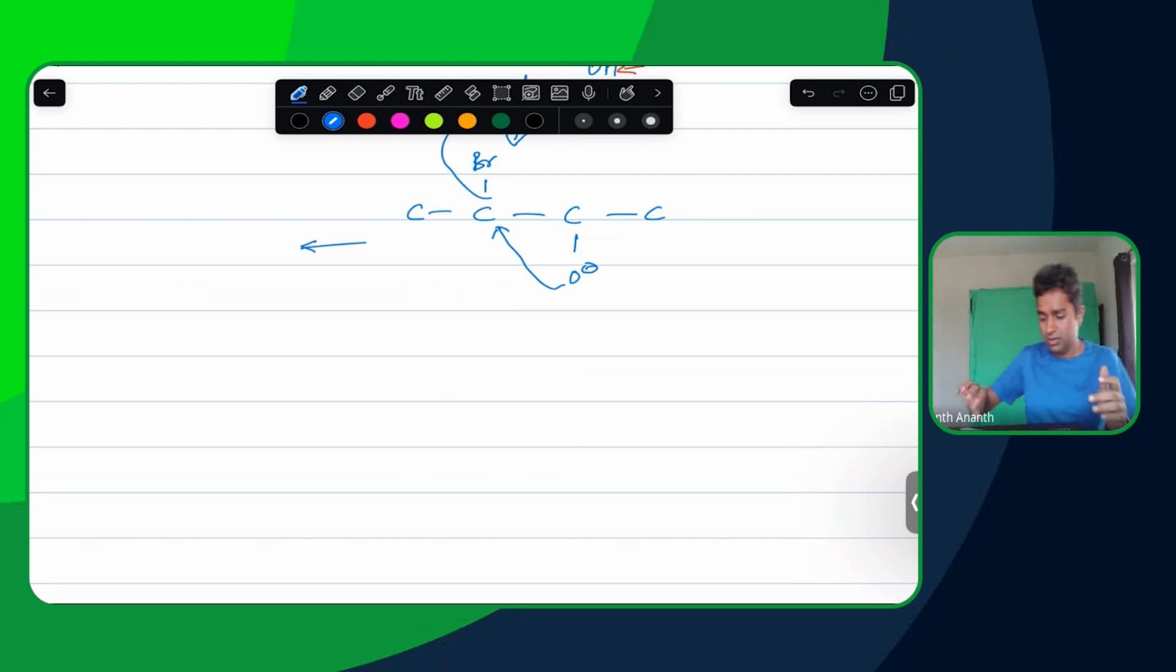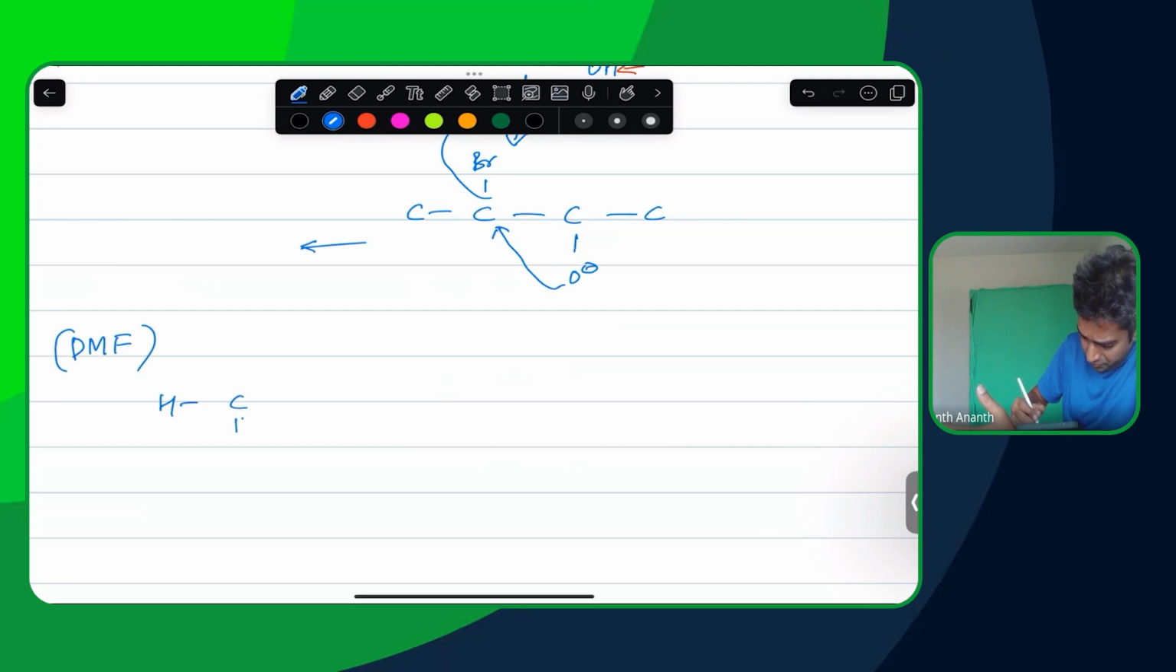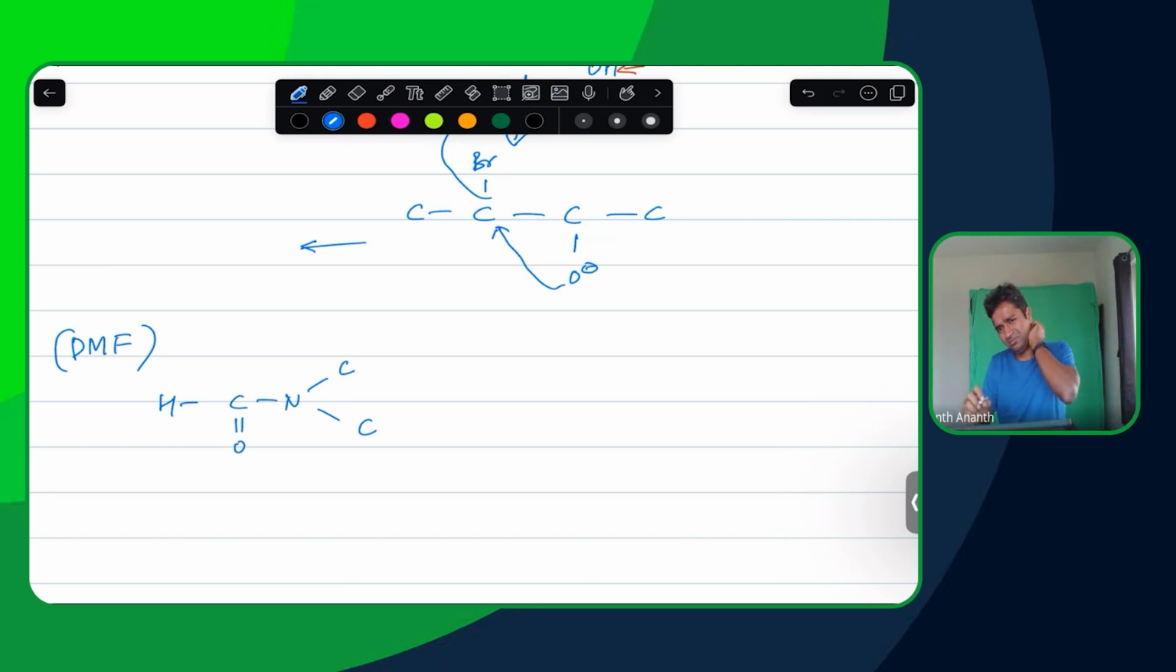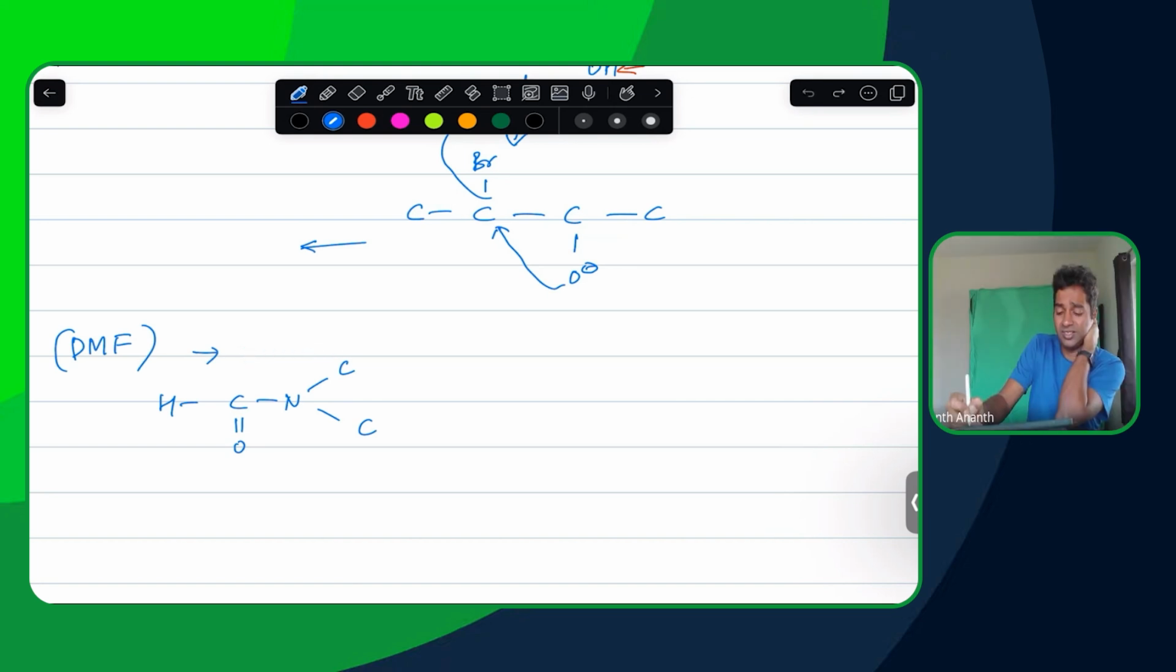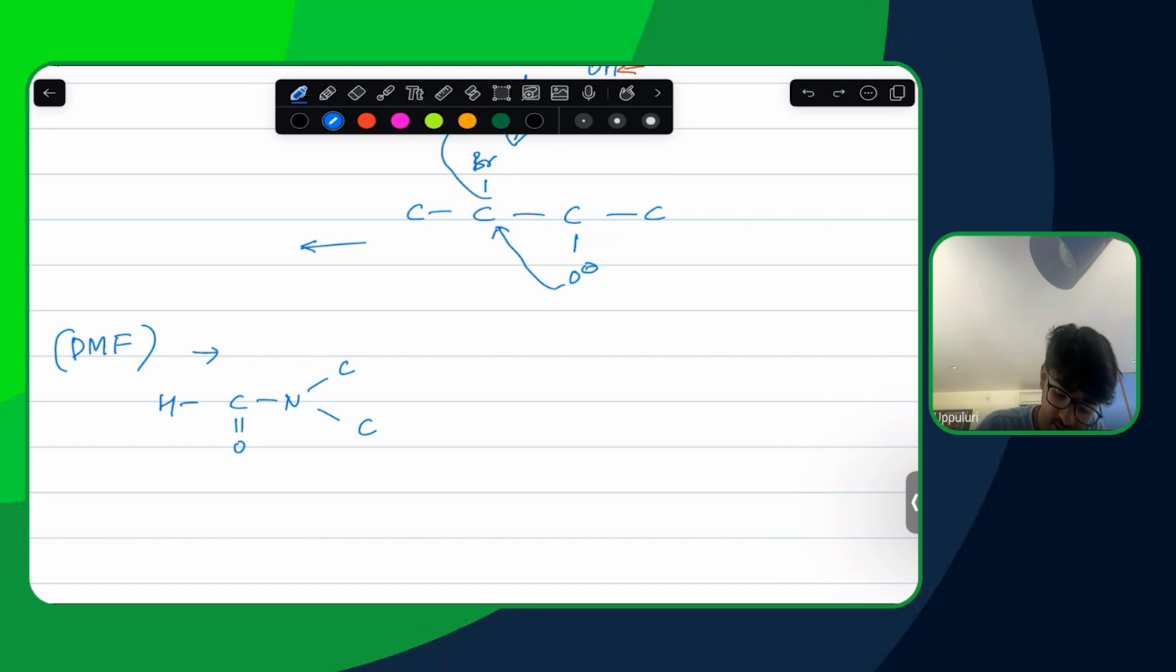Maybe I screwed up. Let's see. Dimethyl formamide, right? This is a proper polar aprotic solvent. Yeah, that's what I was thinking. Obviously, it will be NH2 minus with them. Okay, NH2 minus is better there.